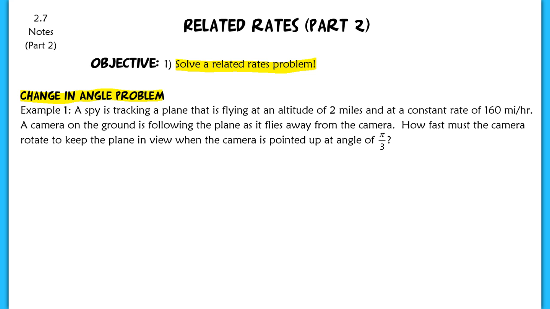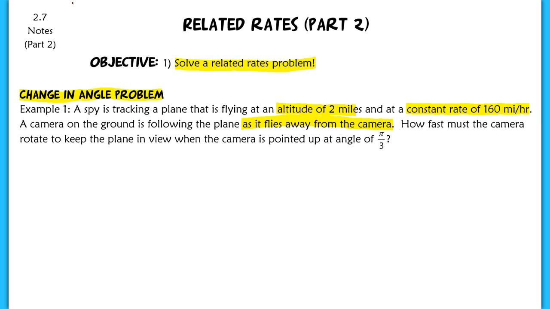This example talks about a spy that's tracking a plane that's flying at an altitude of 2 miles and at a constant rate of 160 miles per hour. Now there's a camera on the ground that's following the plane as it flies away from the camera. This is very important here. How fast must the camera rotate to keep the plane in view when the camera is pointing up at an angle of pi/3? Alright, so let's go ahead and get started with our diagram.